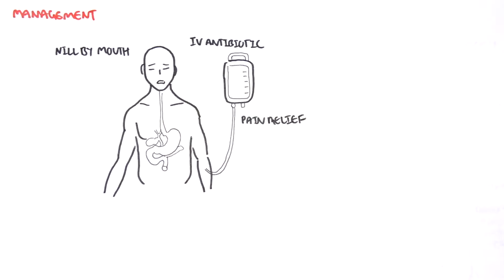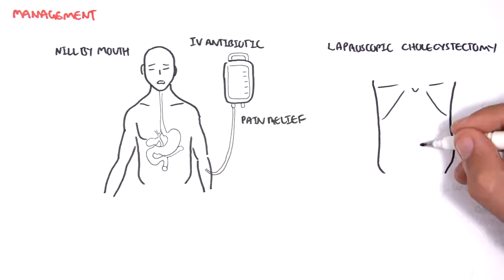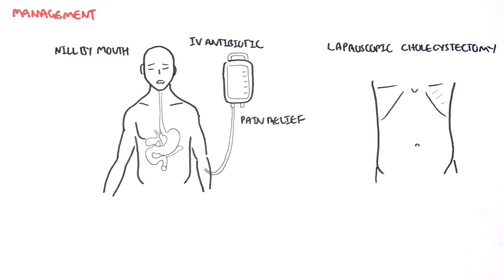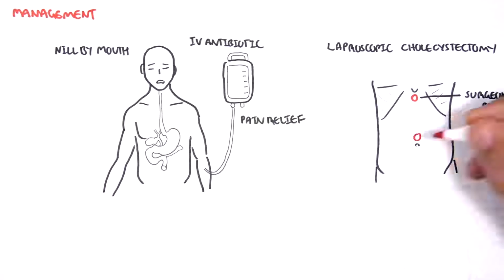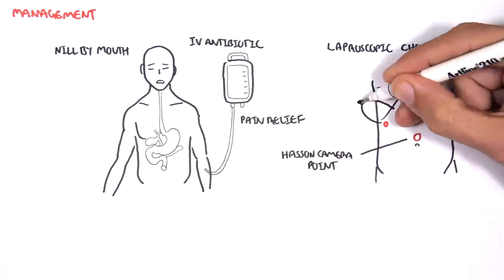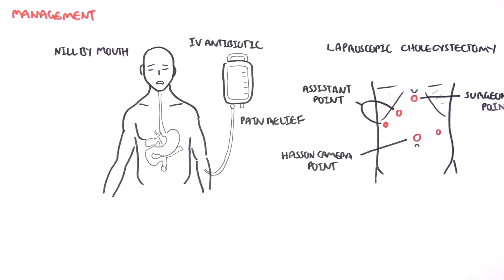Surgery can be done laparoscopically or open. Laparoscopic cholecystectomy is done over open cholecystectomy. In laparoscopic cholecystectomy, there are a few ports or holes in the abdomen that can be made. These include the surgeon point under the xiphisternum, the Hassan camera point, assistant point, and the accessory point.